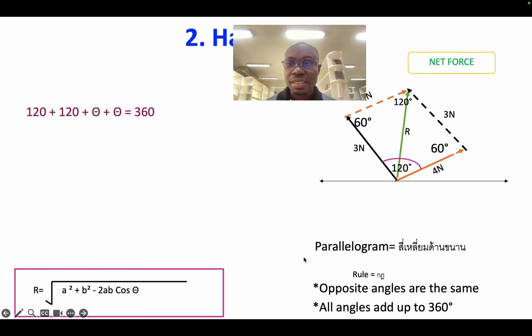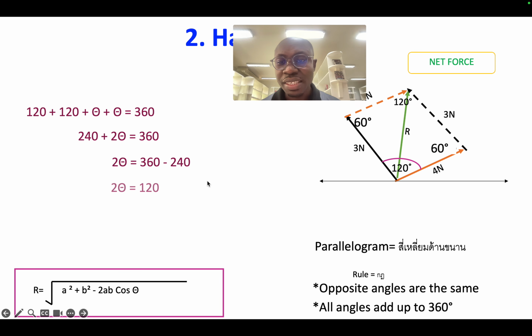So first, everything will add up to be 360, right? So we have 120 plus 120 plus theta plus theta is equal to 360. 120 plus 120 is 240, right? Theta plus theta is 2 theta, equal to 360 minus 240. 2 theta is equal to 120. Theta is equal to 120 over 2. And then theta is going to be 60 degrees.